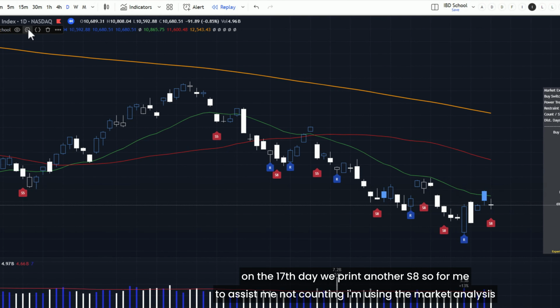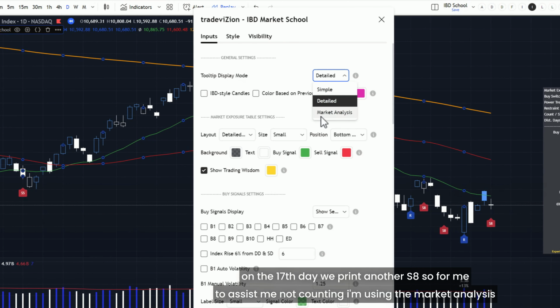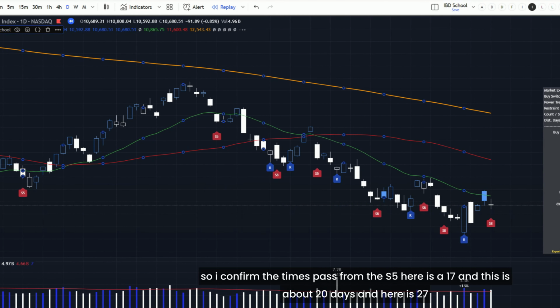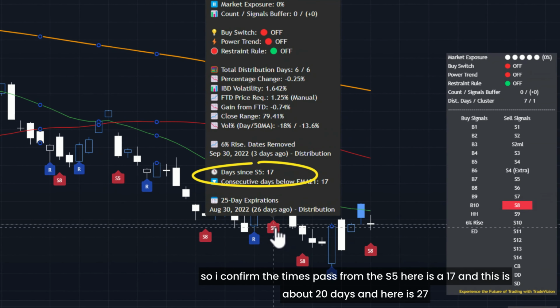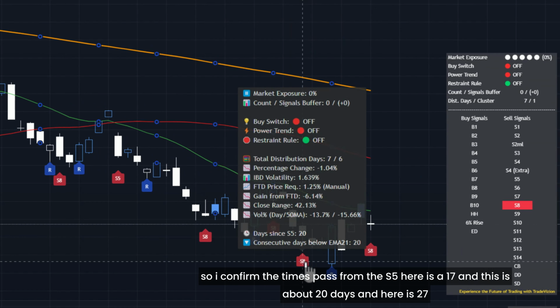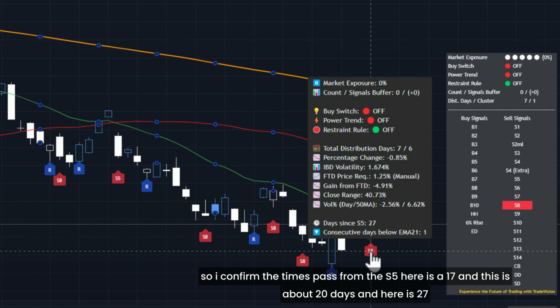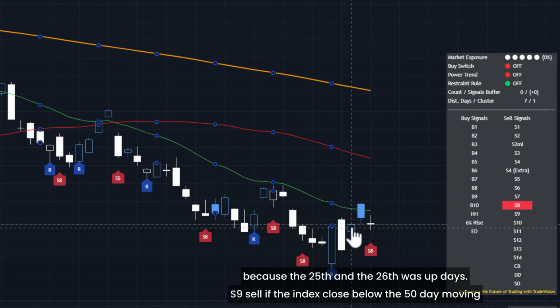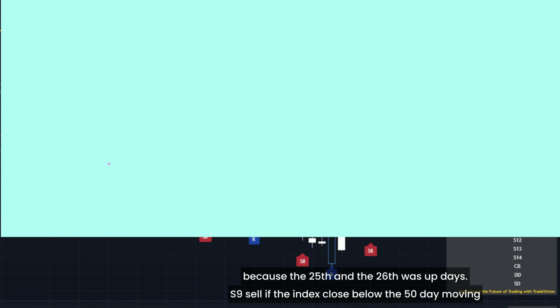So to assist me with not counting, I'm using the market analysis, so I can confirm the time passed from the S5. Here is 17, and this is about 20 days, and here is 27, because the 25th and the 26th were up days.